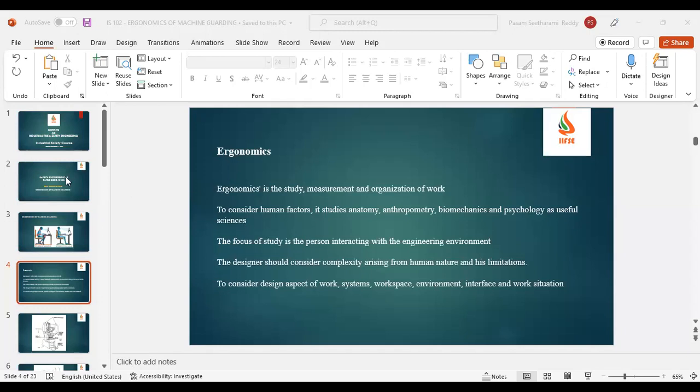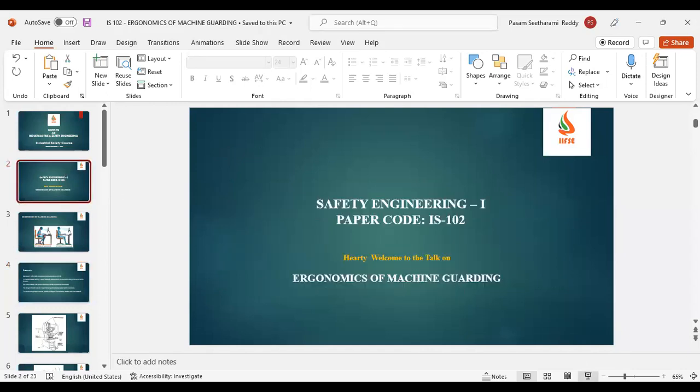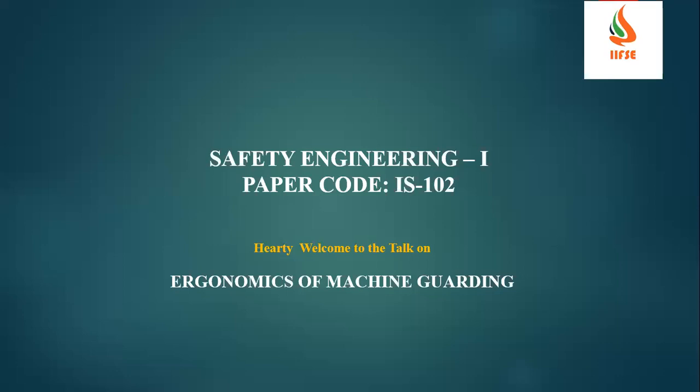Okay, we'll start the session. I hope you are able to see my screen now. Yes, sir. Okay, thank you. Today's topic is ergonomics of machine guarding, and we'll see some of the human factors while designing a guard, and we'll discuss it at the end of the class. Before class, we gave two questions as homework, and we are going to solve those two questions today, which relate to the calculation of frequency rate and the calculation of severity rate.